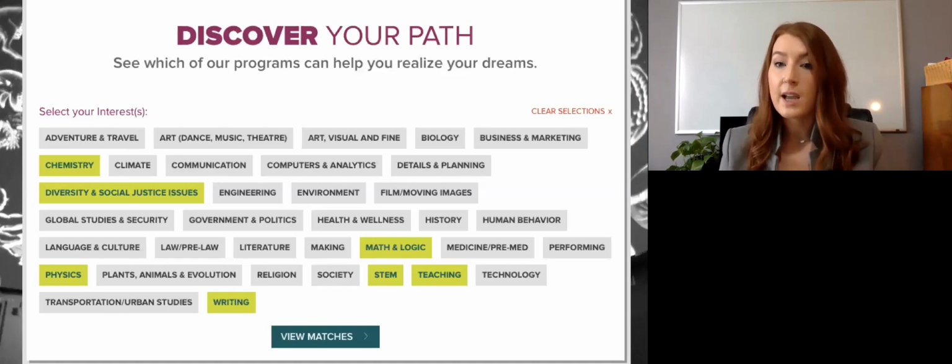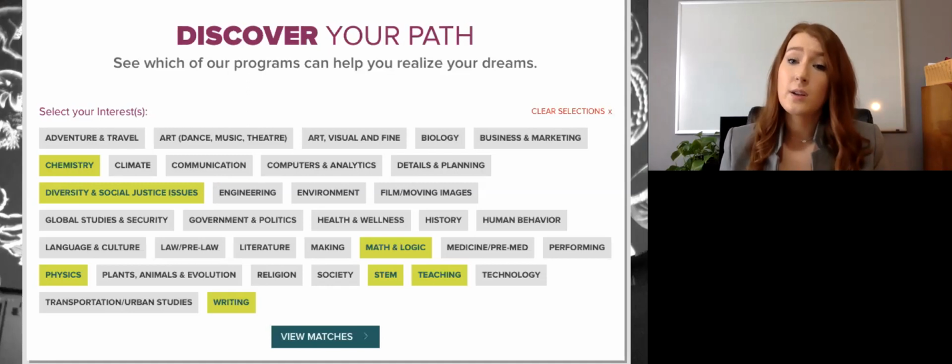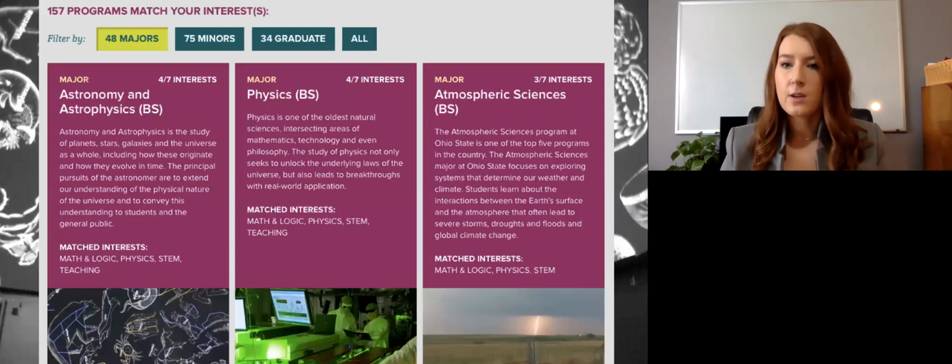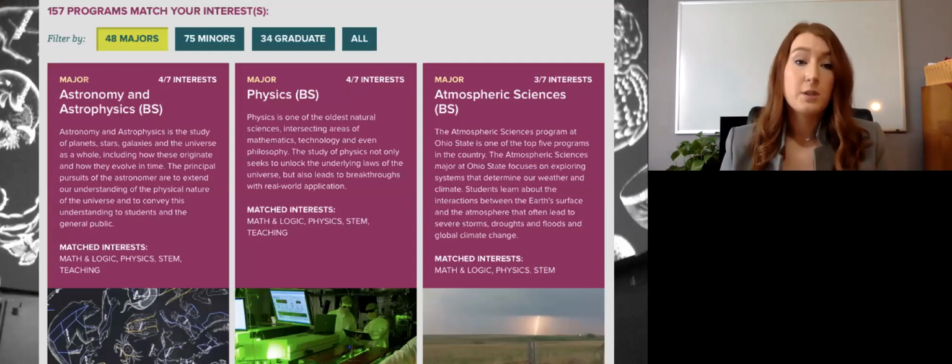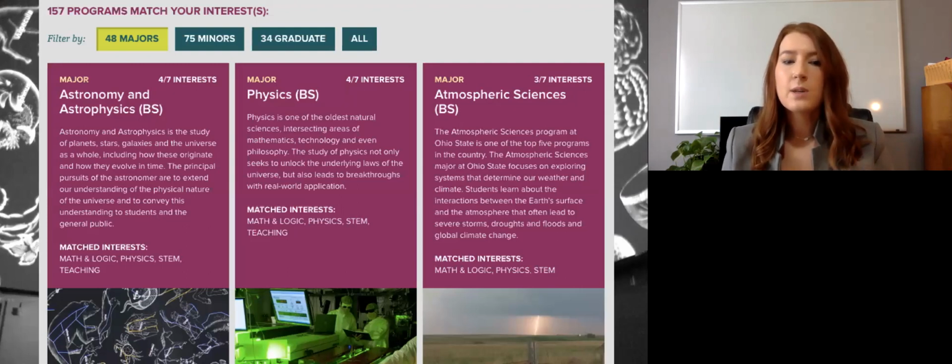There's going to be a bunch of tiles. The green ones here are the ones that I've selected already, but go through and pick anything that you're interested in. Once you've got that, you'll select View Matches, and this is the type of thing that you'll see, but of course it's going to be customized to what you're interested in. So the first 3 that pop up are astronomy and astrophysics, physics, and atmospheric sciences. And you can see which of those areas of interest were matched down at the bottom there.